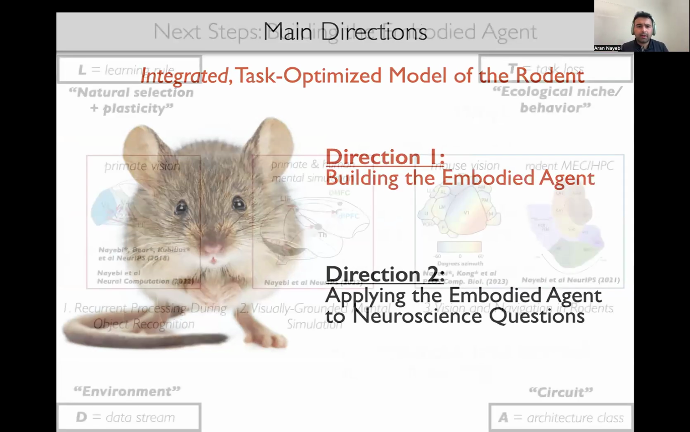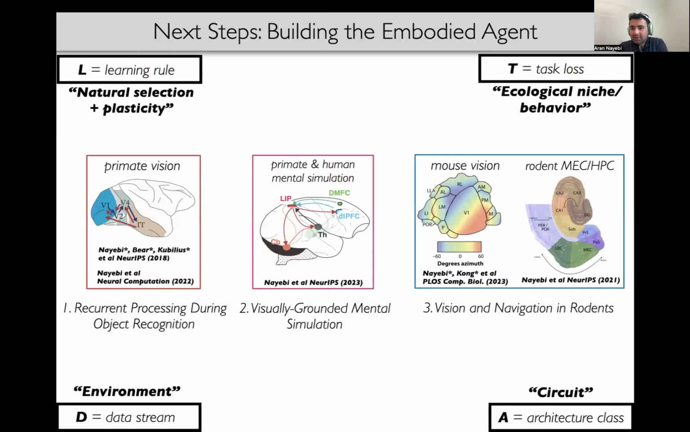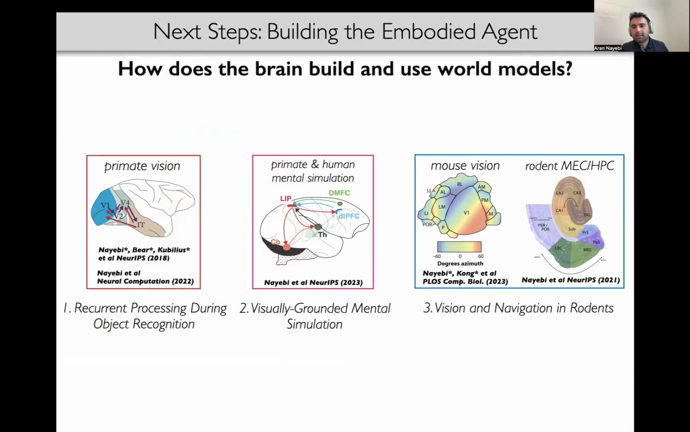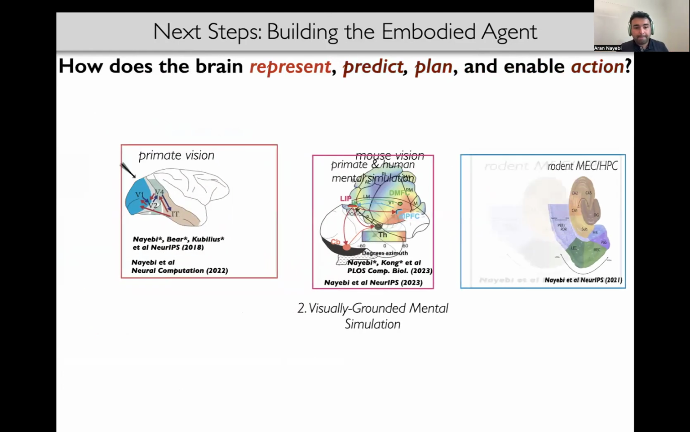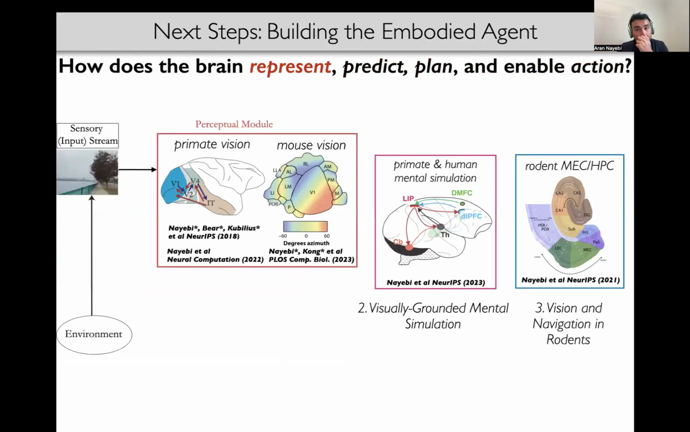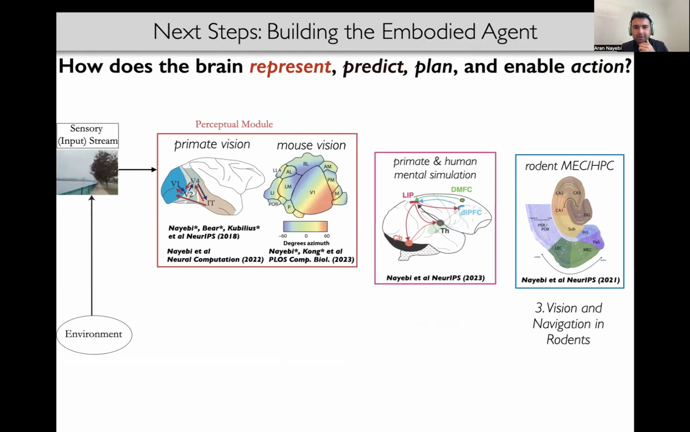So starting with the first direction, we can actually take what we have. They form disjointed pieces of what we want, and we start to fit them together into an agent. And first of all, before doing this, the overarching question this gets us is, how does the brain build and use world models? And I like to think of world models as four broad components of an animal. How does it represent, predict, plan, and enable action? So we can think of the work that I've shown you so far in primate and mouse vision, in the first part of my talk, as forming the represent part of this sensory motor loop.